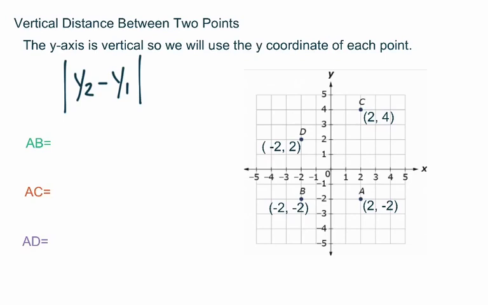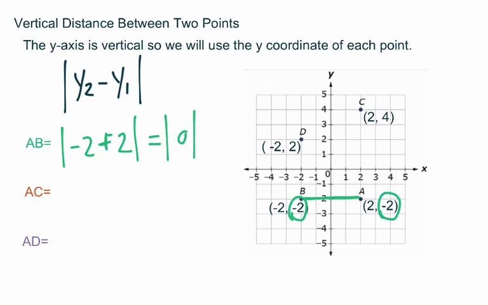Between A and B, we want to know what the vertical distance is. Looking at the y-coordinates this time, the absolute value of -2 minus -2 is going to give us 0, which makes sense because there is no vertical distance between them. They're on the same horizontal line.